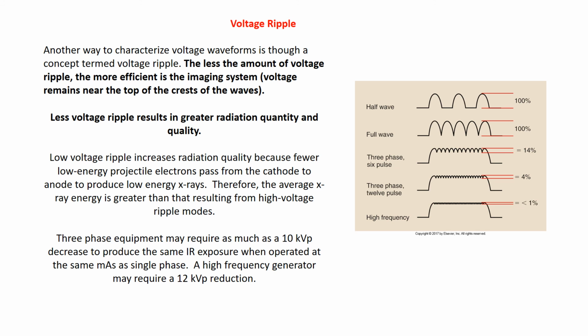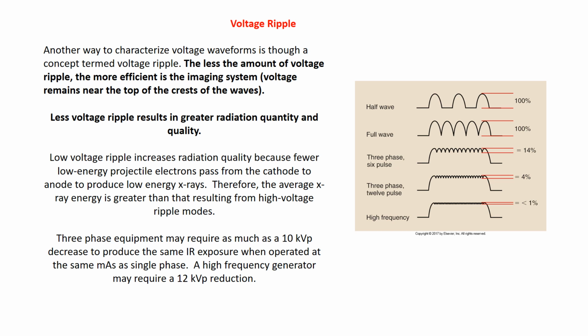Less voltage ripple results in greater radiation quantity and quality. So this is what you desire. You desire less ripple. Continuing, low voltage ripple increases radiation quality. Why? Because fewer low energy projectile electrons pass from the cathode to the anode to produce those low energy X-rays. Therefore, the average X-ray energy is greater than that resulting from high voltage ripple modes.